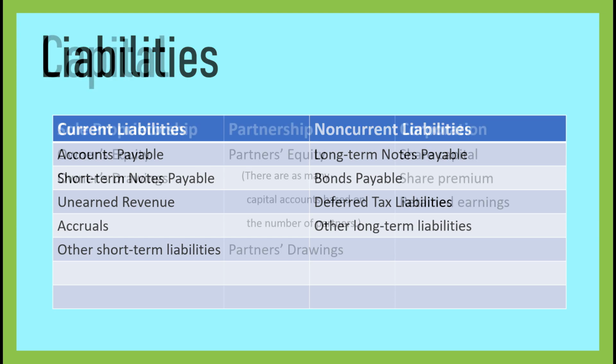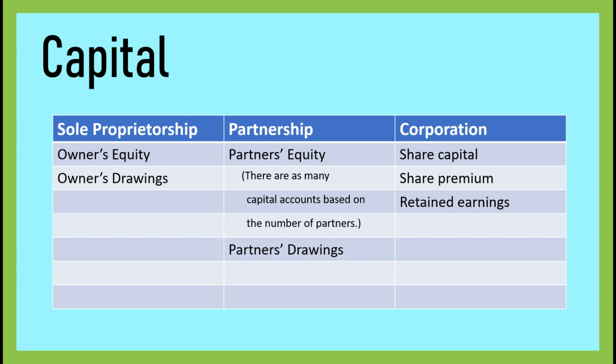Okay, and then for capital, so depending on the form of the business organization, ang ating capital accounts. Okay, so for sole proprietorship, we have owner's equity and the drawings of the owner. So tig isang account sa capital ng owner at sa drawings niya. Okay? And then for partnership, there are as many capital accounts based on the number of partners. So kung 4 ang partners ng partnership, 4 na capital accounts. At kapag ka-4 din ang partners dun sa partnership, apat din ang drawing account.